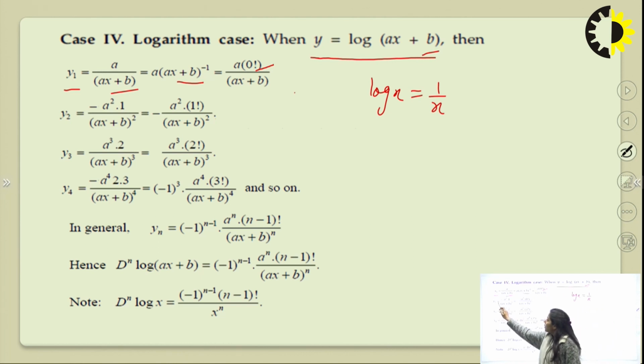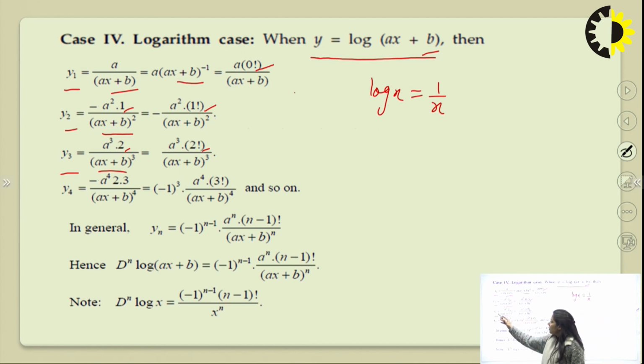Now we again differentiate y1 with respect to x. So y2 is equal to minus a square upon (ax plus b) whole square, and we know that factorial 1 is equal to 1. So we can write here factorial 1. Now again differentiate y2 with respect to x. So we will get y3 is equal to 2a cube upon (ax plus b) power 3. And we know that factorial 2 is equal to 2. So we can write here factorial 2.